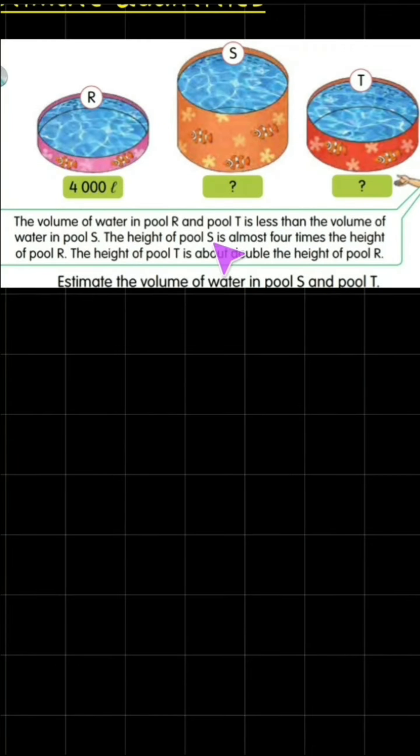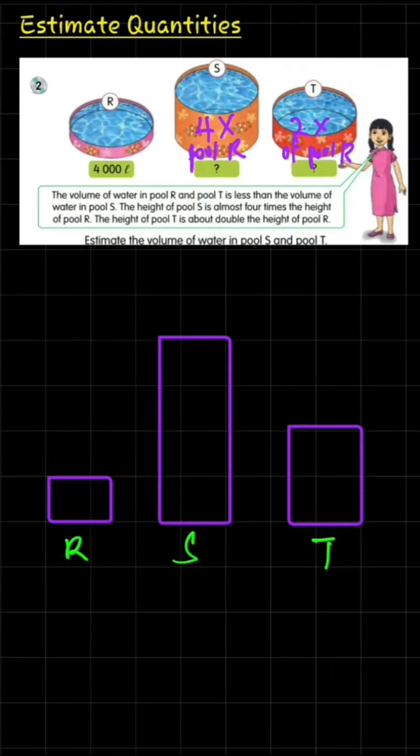By looking at the information given, the height of pole S is almost 4 times, okay, 4 times of pole R, while the height of pole T is about double. Double means 2 times of pole R. From the information given, we can draw a picture just like this.